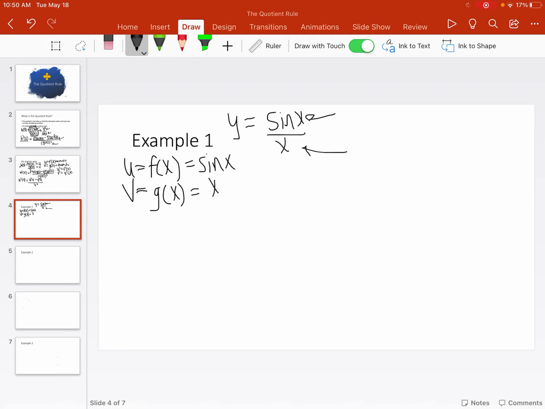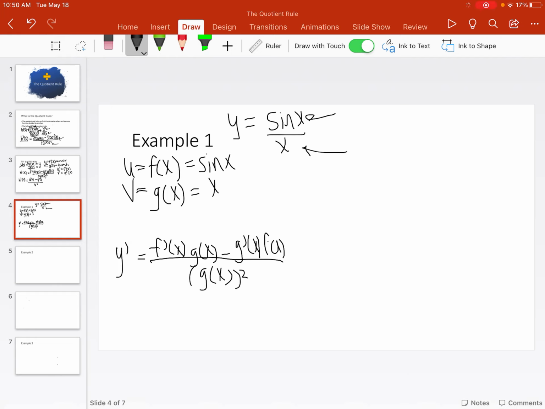So what does our quotient rule say? Well, it says y prime, the derivative, is equal to f prime of x times g of x minus g prime of x times f of x, all over g of x squared.